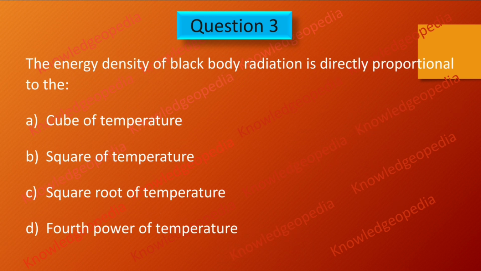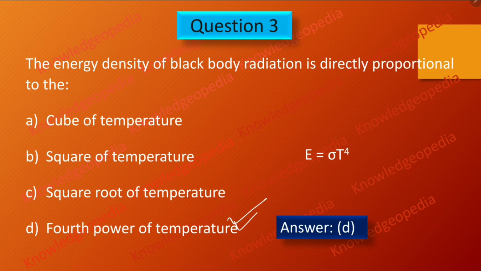Now coming to the third question. The energy density of black body radiation is directly proportional to the cube of temperature, square of temperature, square root of temperature, or fourth power of temperature. So just now we saw in the previous question that E equals sigma T to the power 4. That means energy density is directly proportional to the fourth power of temperature, right? So option D is our correct answer.